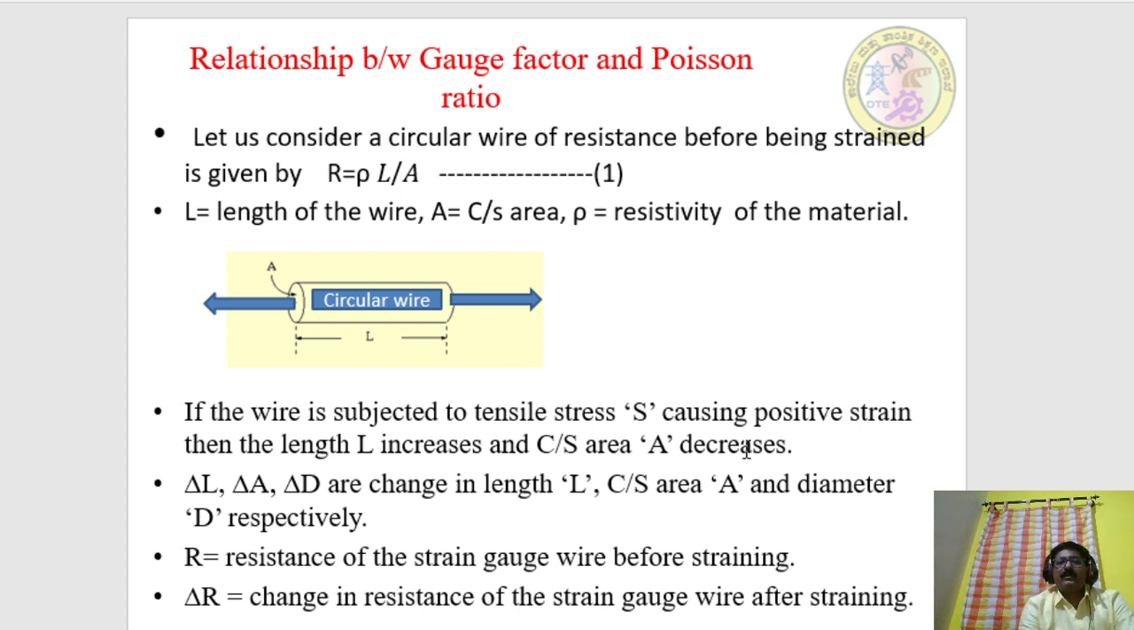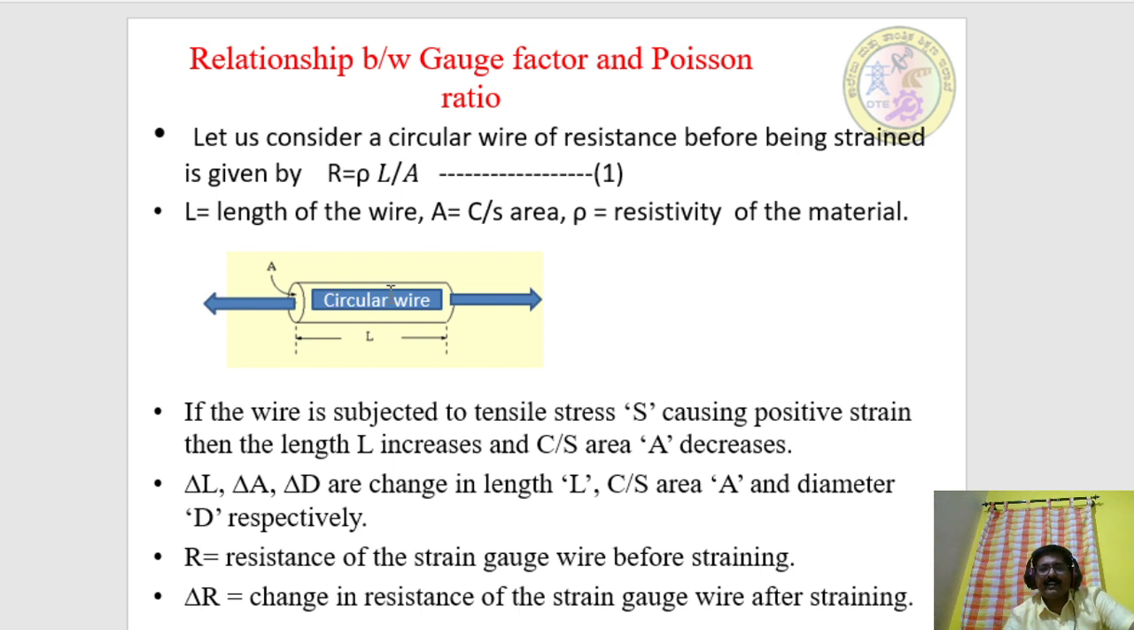Now the relationship between a gauge factor and Poisson's ratio we will discuss. Let us consider a circular wire of resistance. This is a sketch which shows a circular wire of diameter D, cross sectional area A and length L, subjected to a tensile force. According to equation 1, that is R is equal to rho into L by A, L is the length of the wire, A is the cross sectional area, rho is the resistivity of the material.